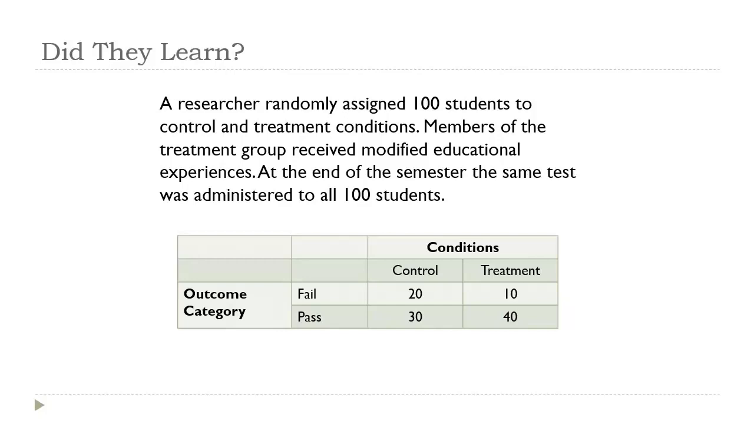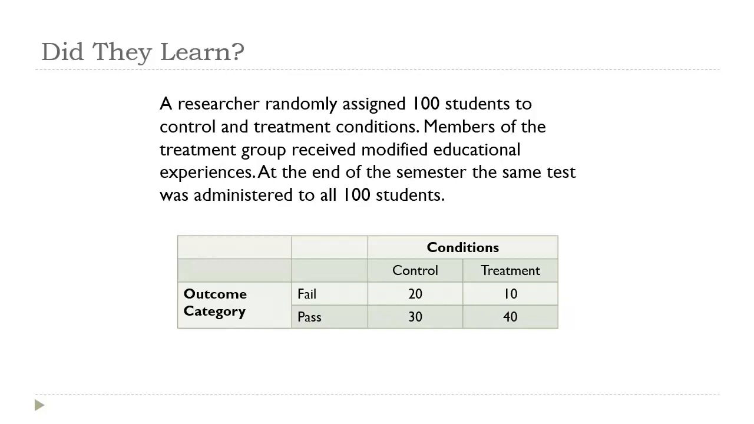In this case, the explanatory variable, just like the response variable, is categorical. So we have two categorical variables, but one is the response and one is the explanatory. Now, just looking at these data here, it looks like the treatment's working. Why? Because out of the 50 individuals in the treatment condition, 40 of them passed, whereas in the control condition that also had 50 individuals, 30 of them passed.